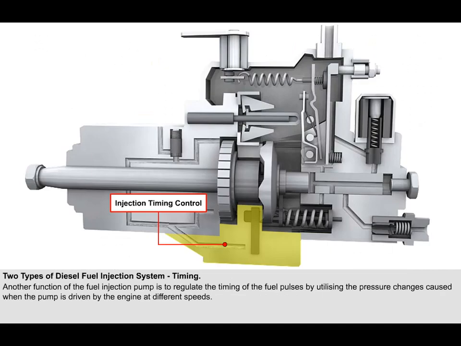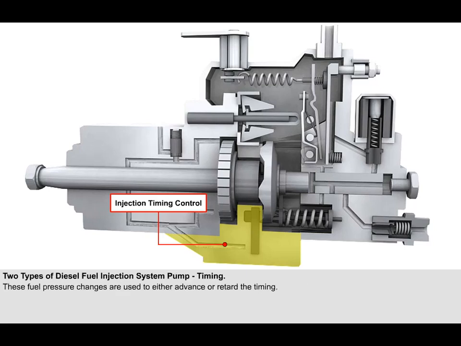Another function of the fuel injection pump is to regulate the timing of the fuel pulses. The timing of the fuel pulses is adjusted in response to engine RPM. Because the vane transfer pump, or low-pressure feed pump, which pulls fuel from the tank to the input of the high-pressure section of the pump, is driven by the engine, at higher engine RPM, its fuel pressure output is higher. These fuel pressure changes are used to either advance or retard the timing. There is also a cold start device, which advances the idle timing manually.